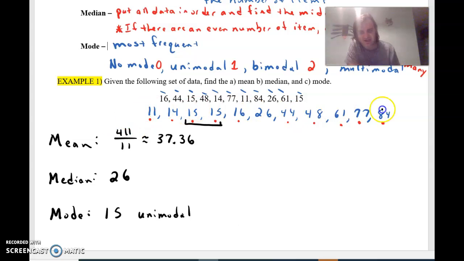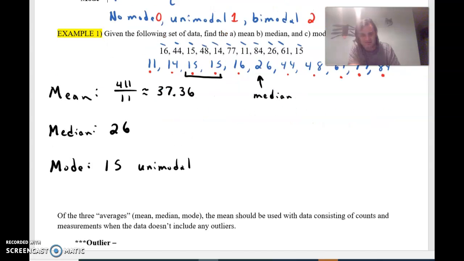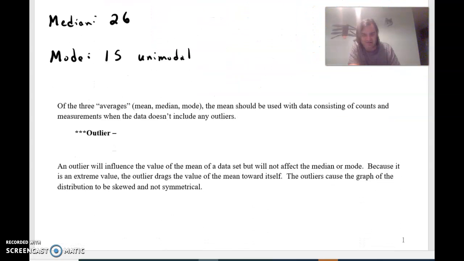Mean is the average. Add them up, divide by how many there are. Median, it needs to be in order, so we can find the middle. Mode, it helps to put them in order so you can see like things grouped together. So with these all mixed up, you might miss the 15. Okay. All right. So we're going to do some more of that in the following example, but let's talk about a few things here.